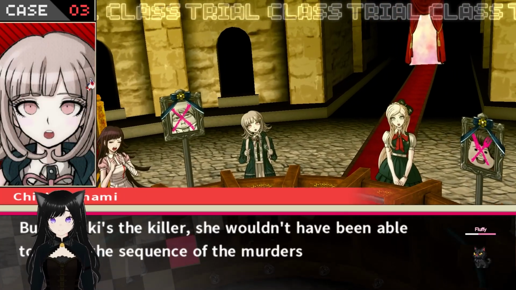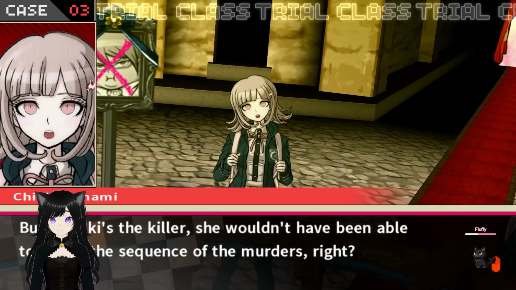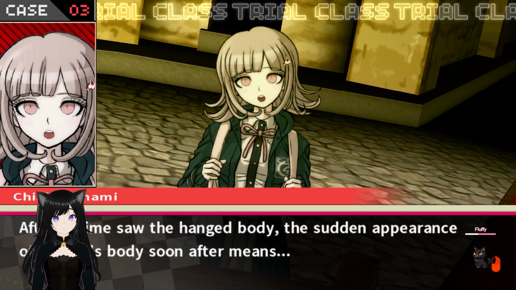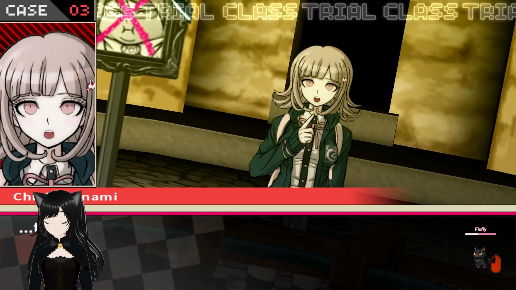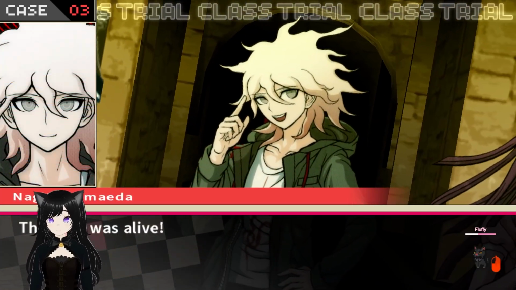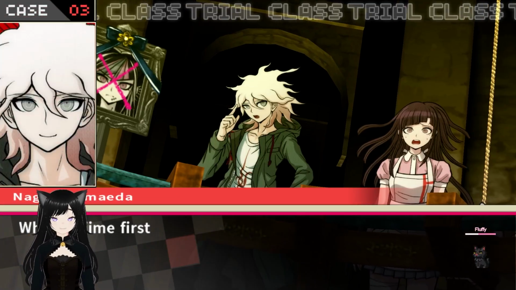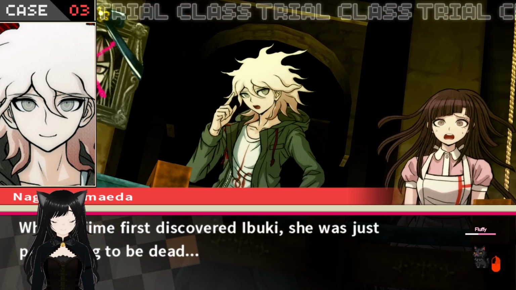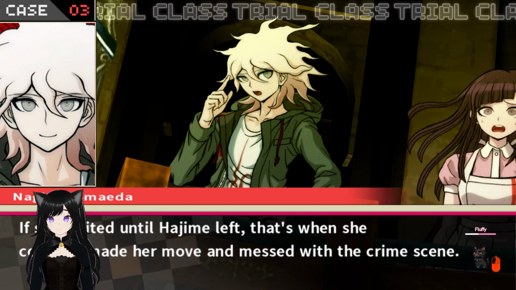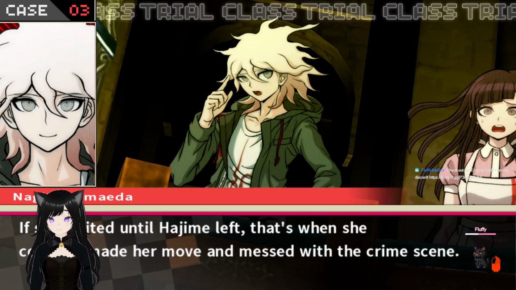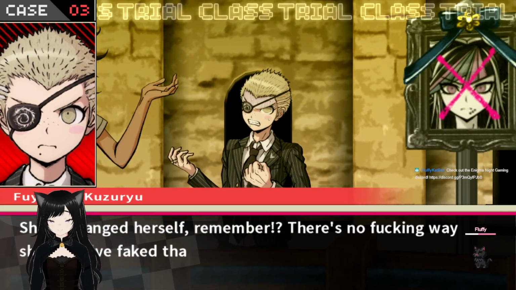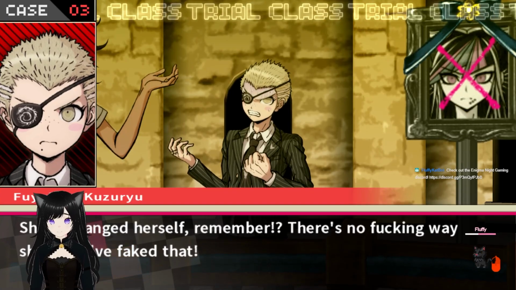But if Ibuki's the killer, she wouldn't have been able to falsify the sequence of the murders, right? After Hajime saw the hanged body, the sudden appearance of Hyoko's body soon after means the killer had to be alive at that time. That's true. Then she was alive. When Hajime first discovered Ibuki, she was just pretending to be dead. No? If she waited until Hajime left, that's when she could have made her move and mess with the crime scene. Then why would she also go back and kill herself again? That makes no sense. She hanged herself. Remember? There's no way she could have faked that.